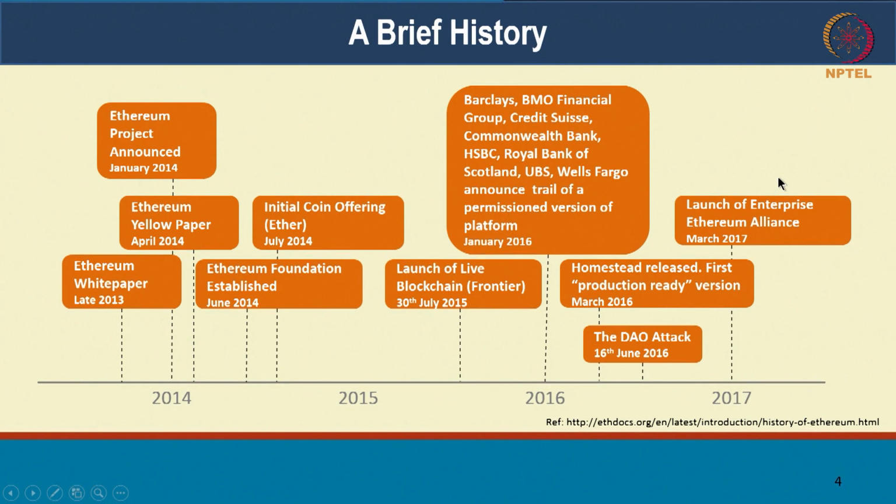And last year, in March 2017, the Enterprise Ethereum Alliance was formed. And this was again looking at how Ethereum can be used for enterprise use cases and how some of the shortcomings of Ethereum for enterprise use can be overcome. So we'll look at that briefly in the next lecture as well, before we talk about Quorum.